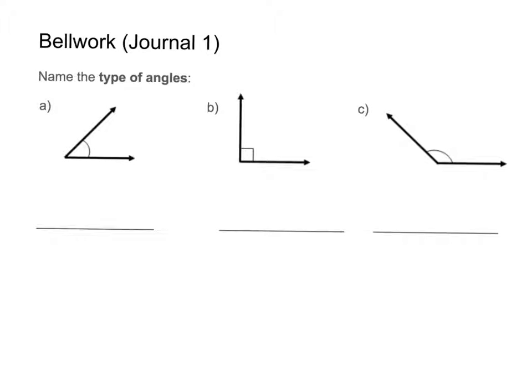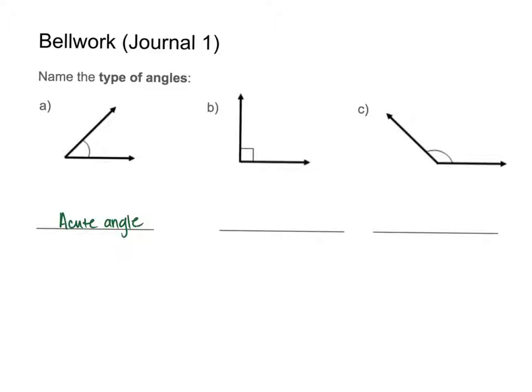Okay, guys, so we are on our first journal here. The first problem is just asking you to name that type of angle. On here, there are three angles, and let's start with this one here. In geometry, you should have learned three distinct angles, and the first one here is what we call an acute angle.